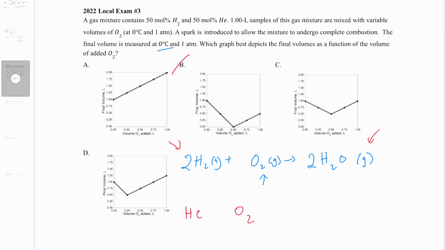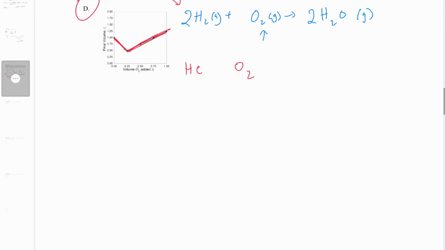So the answer choice that best shows that is going to be answer choice D. The volume goes down as the first reaction is happening, but after that there's no reaction that's happening. So the oxygen gas just gets piled on in the container, so the final volume of the container just keeps going up. So the answer for question 3 is D. Let's go to question 4.